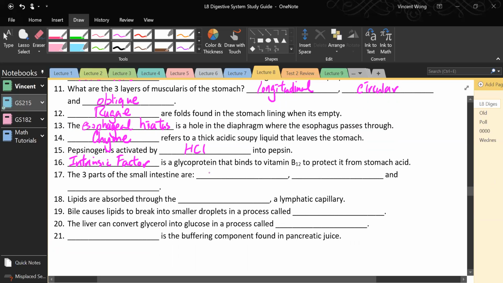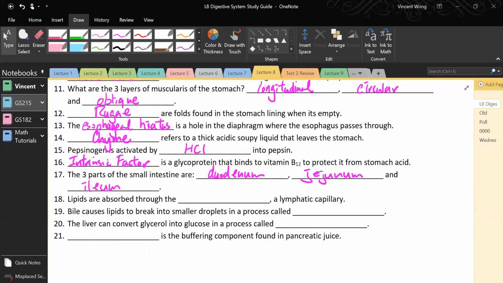Three parts of the small intestine: duodenum, the shortest part, that's for digestion; jejunum and ileum. I should write them in the order: jejunum and ileum. The jejunum and the ileum, that's where absorption occurs.